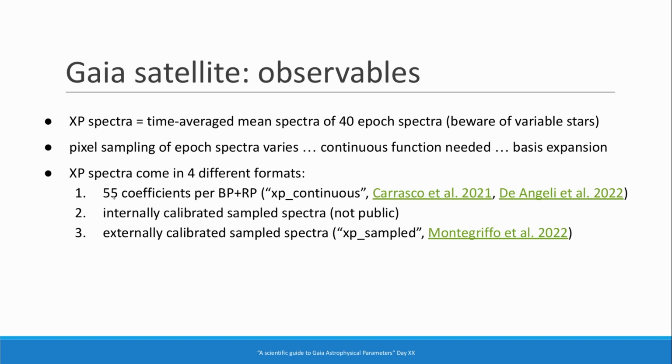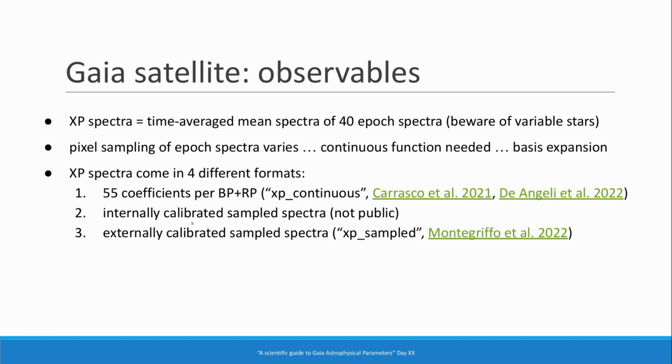So you get 55 coefficients for BP and another fixed 55 coefficients for RP. And they are called XP continuous in the Gaia archive. Because again, this is a basis expansion. This represents a continuous function that you can evaluate at any pixel position, whatever your epoch spectra are asking for when you want to combine them.